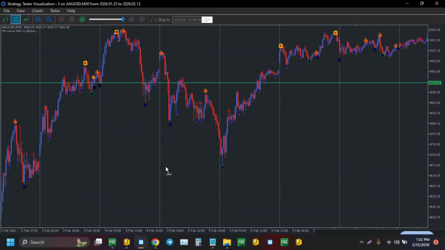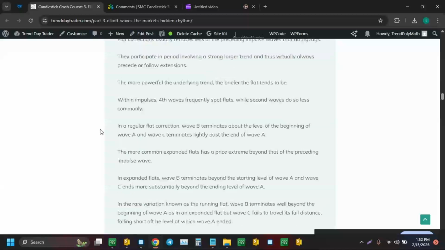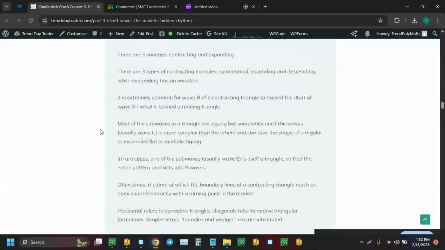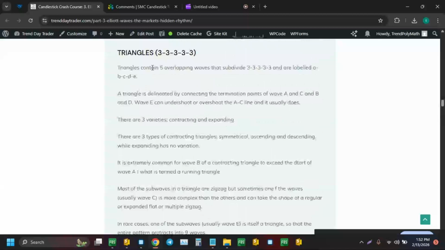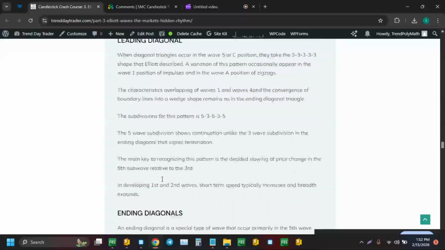Then five waves up. We start here. One, two, three, four, five. This is a diagonal. That is why you see that the wave A is larger than all of the other waves. I have it here, diagonals. Triangles contain five overlapping waves subdivided into three. The ending diagonal there.